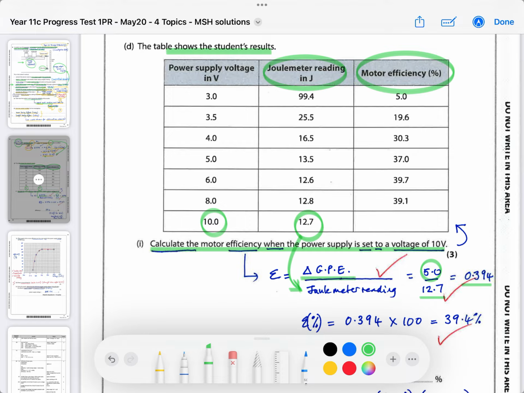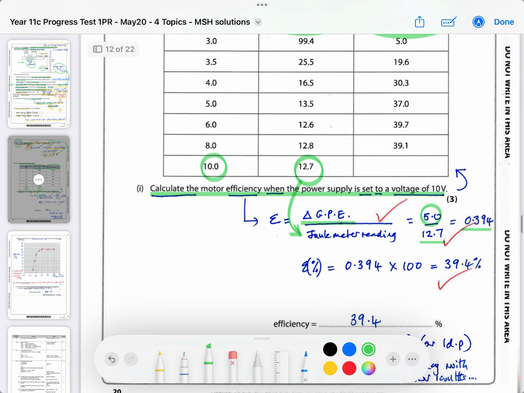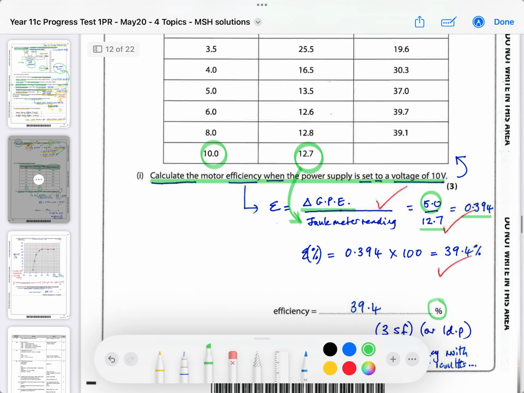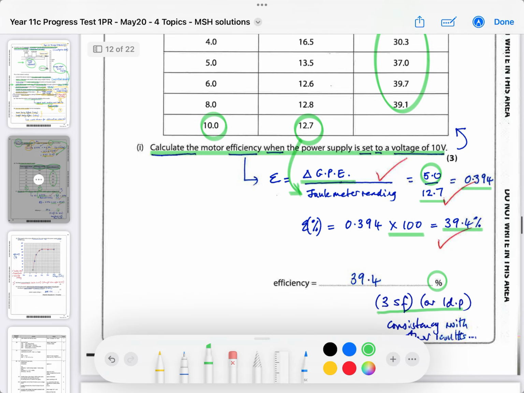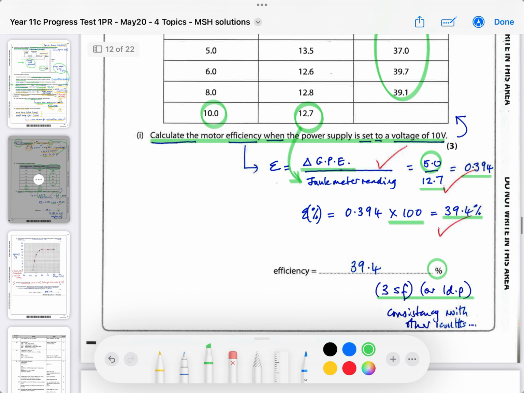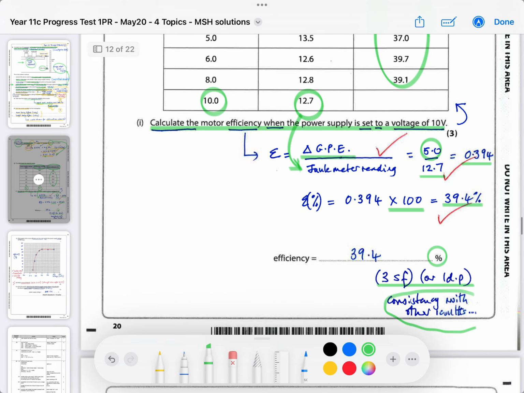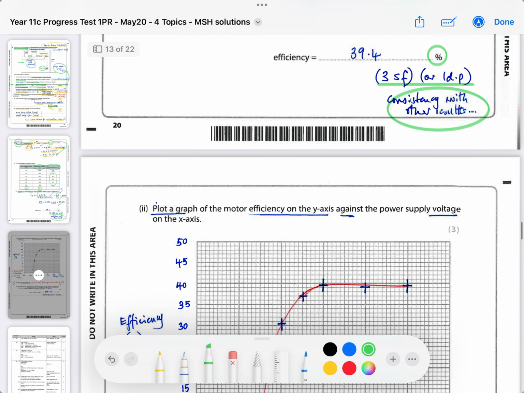Efficiency does not have to be a percentage, but then you can see that they've put a percentage here. So to get 0.394 into percentage terms, you multiply it by 100, and that becomes 39.4%. And again, because all these figures here are to three significant figures, you should include three significant figures, which will be consistent with the other data provided in the table. Okay, so that's key. So that's the calculation of efficiency.